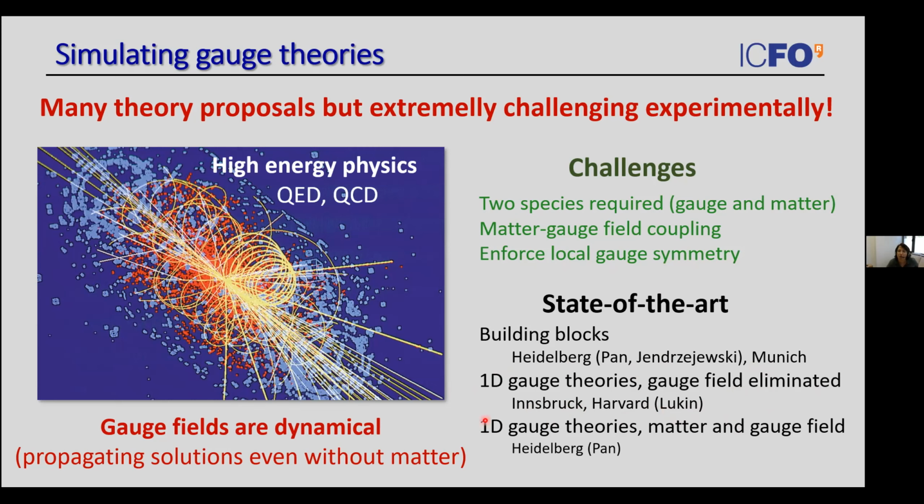And over the last year, there is a beautiful work that actually manages to implement a 1D gauge theory, a so-called quantum link model, keeping both the matter and the gauge field degrees of freedom. And this, I think, Philip Hauke will probably talk more about on Thursday in his talk.